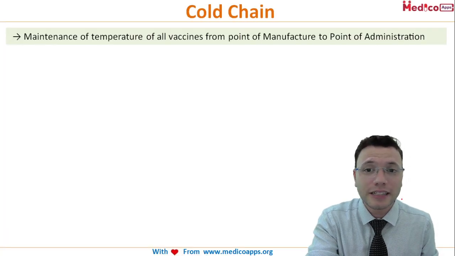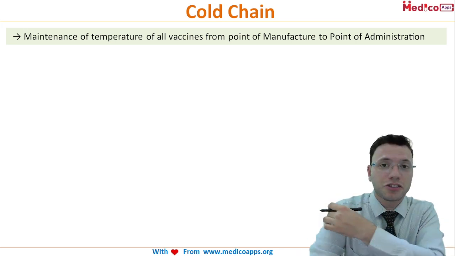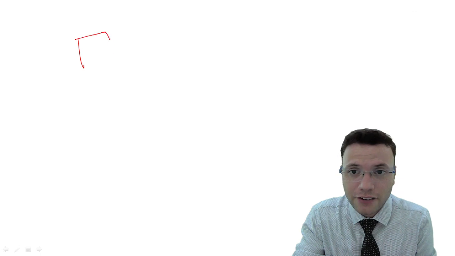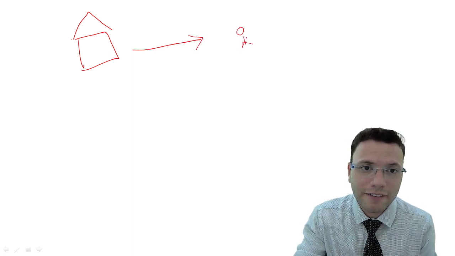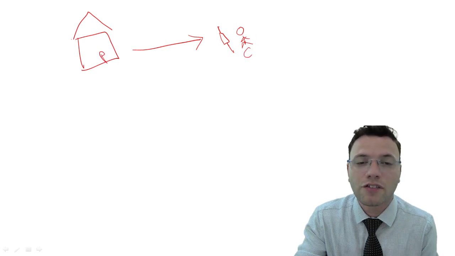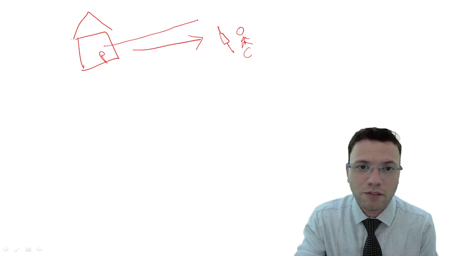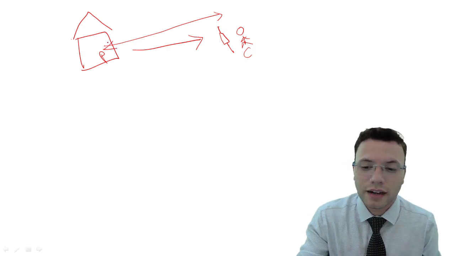The cold chain is the maintenance of temperature of all the vaccines from the point of manufacture to the point of administration. So I just want to show you that you have your factory where the vaccines are prepared, and from there to the vaccination site, where the children are given the vaccines. So this entire stretch from the production to the delivery of the vaccine, whatever maintenance of temperature is done in between to keep the vaccine safe, that is called the cold chain.